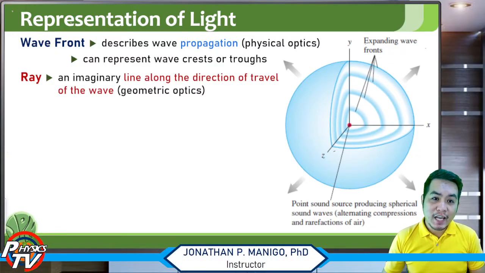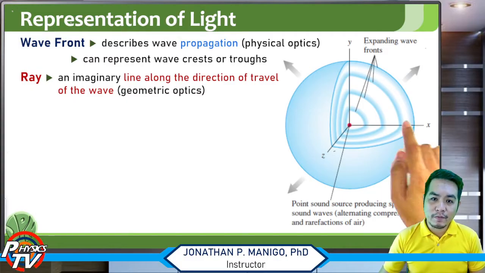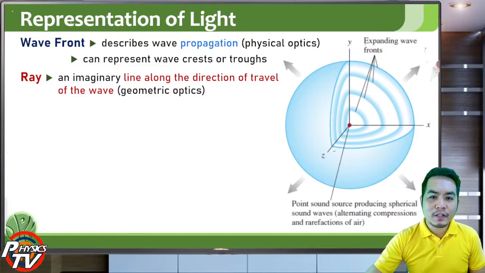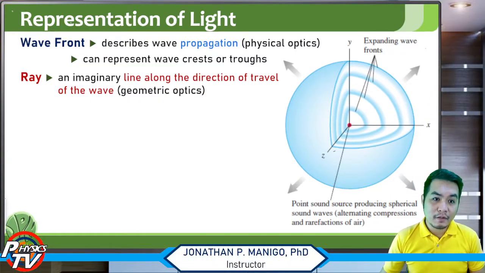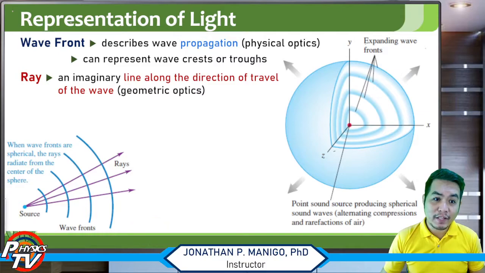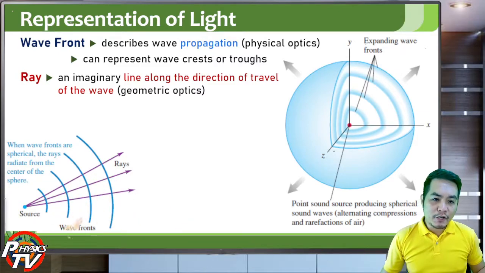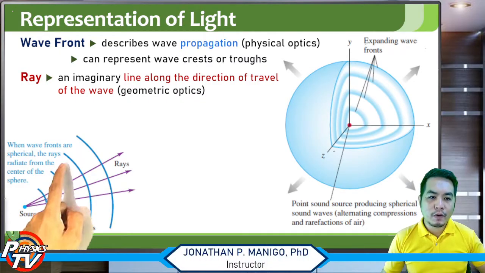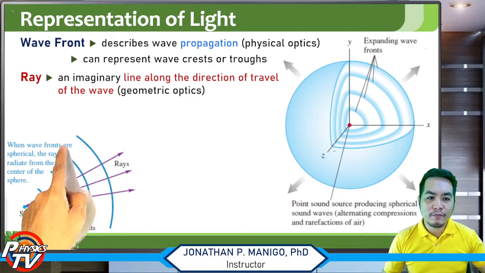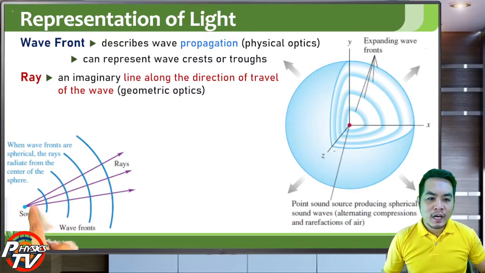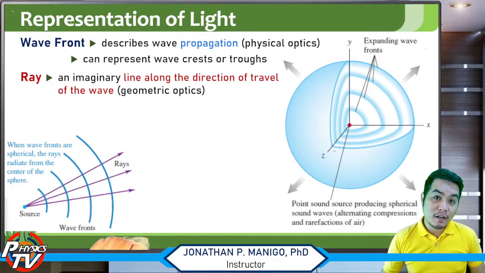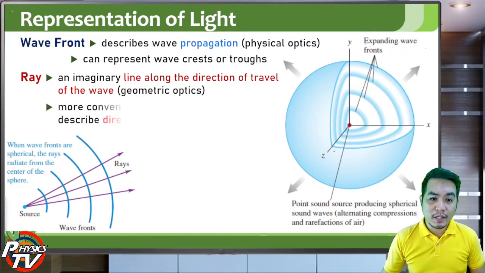A ray is an imaginary line along the direction of travel of the wave. In this case, this is the ray. That's basically geometric optics. The relationship between wave fronts and rays is, if these spherical curves are the wave fronts, then these lines, which are always perpendicular to the wave fronts, are the rays. So the rays are always perpendicular to the wave fronts.